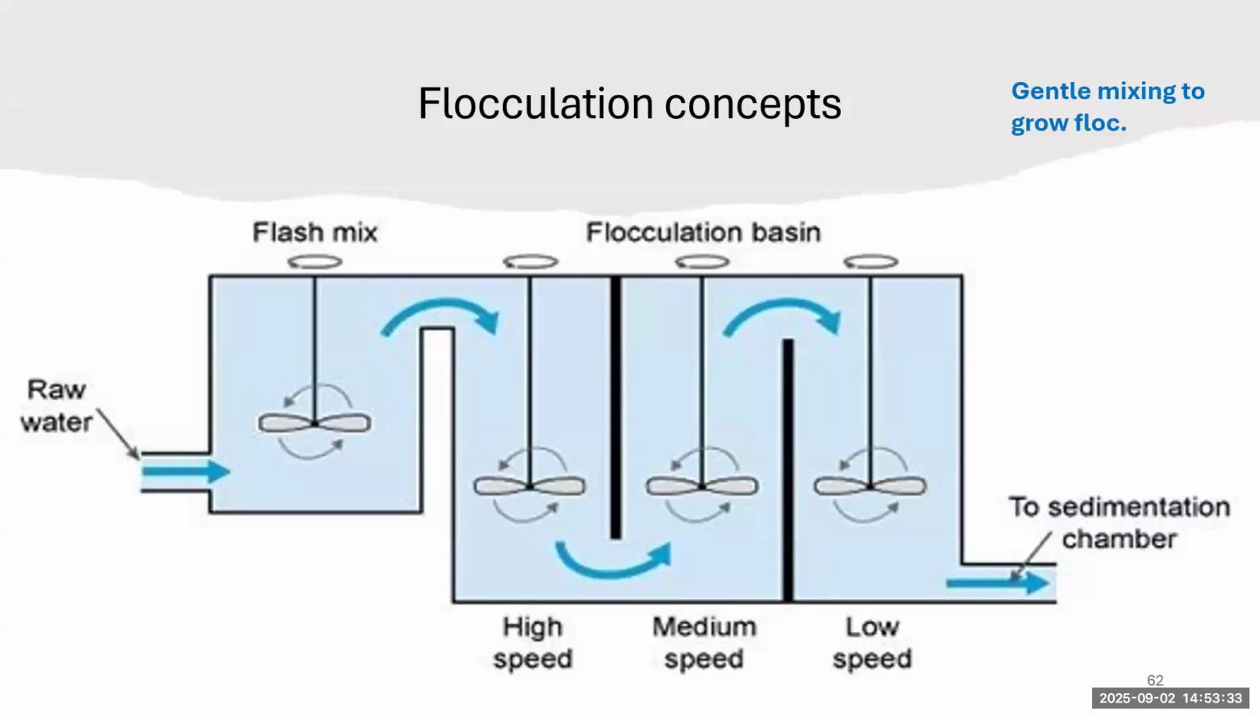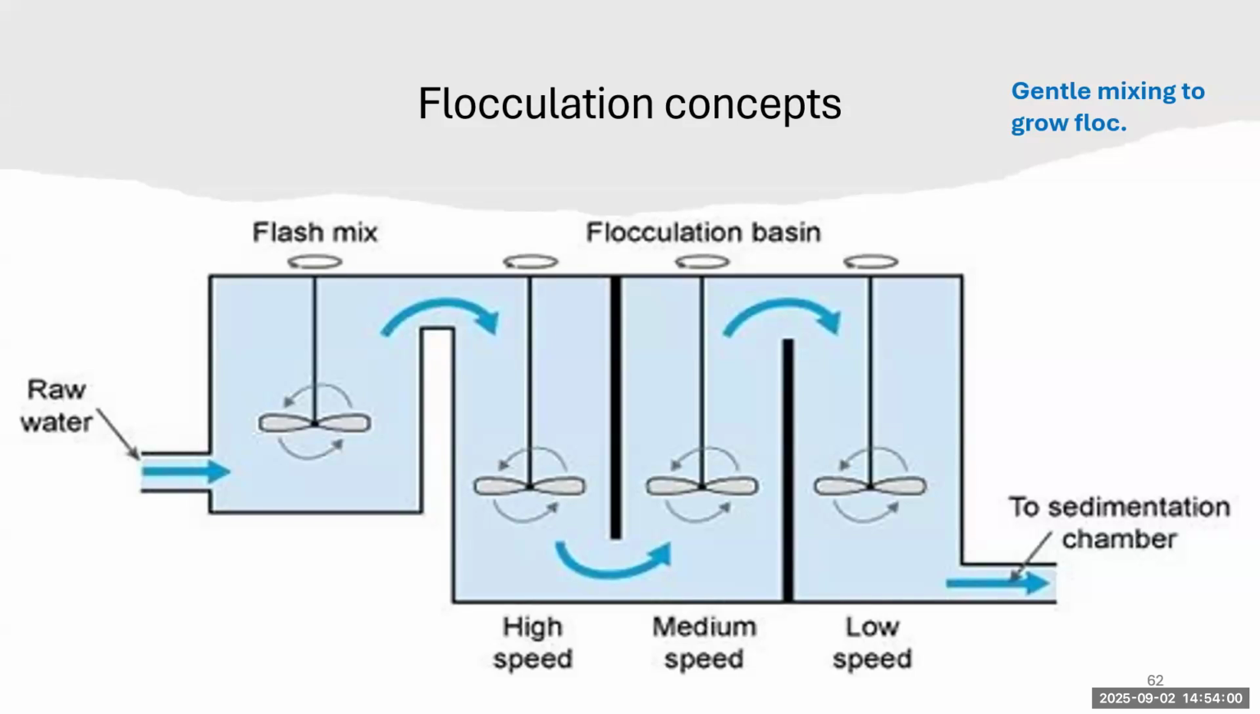And we mentioned mixing. We're going to talk about flocculation a little bit. Flocculation is just gentle mixing to grow the floc. You see that raw water coming in on the left? The flash mix is our coagulation step. And then we go to the flocculation basin. We start out with higher speeds and we end up with lower speeds. By the time we get to the end, we have pretty large floc compared to what we started with.